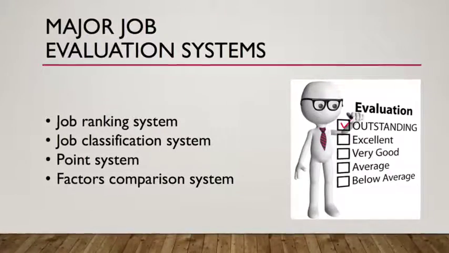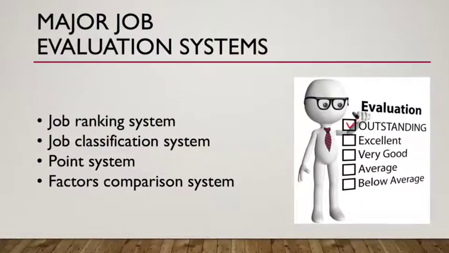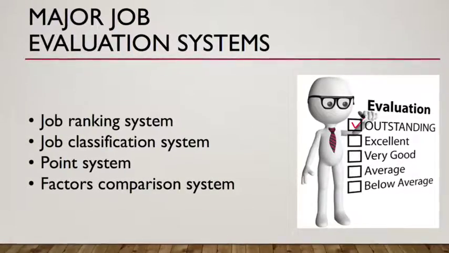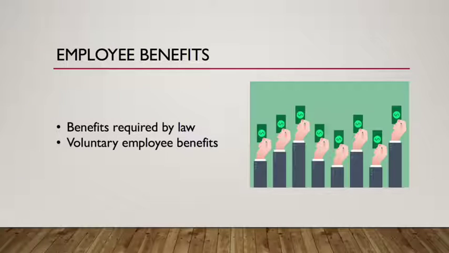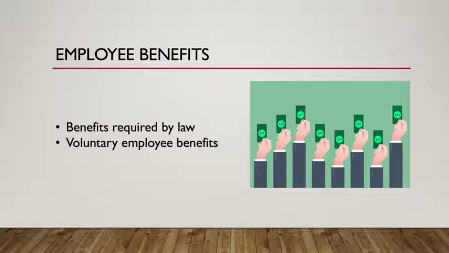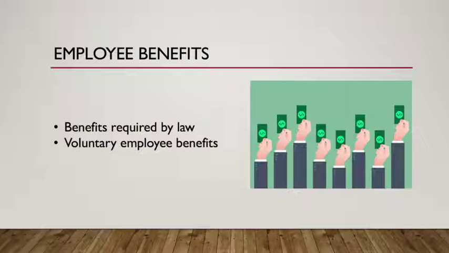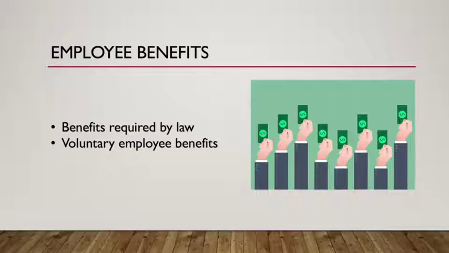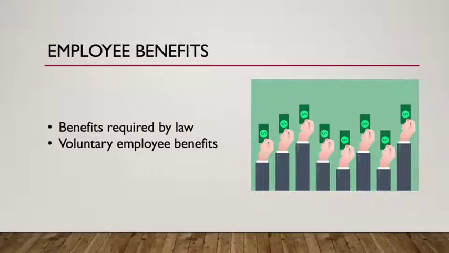The most typical job evaluation systems are the job ranking system, the job classification system, the point system, and the factor comparison system. They are all different systems. Employee benefits are an indirect form of compensation intended to improve the quality of the work and personal lives of employees. The higher the cost of benefits, the higher the company's expectations are. They expect their employees to be sportive and productive.